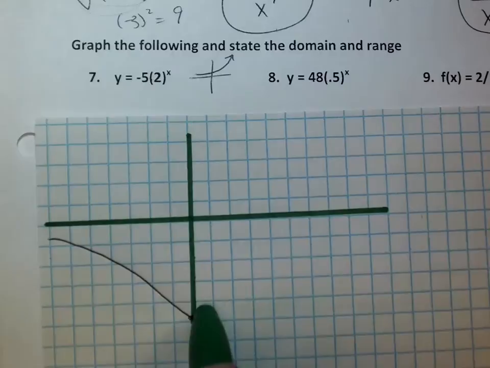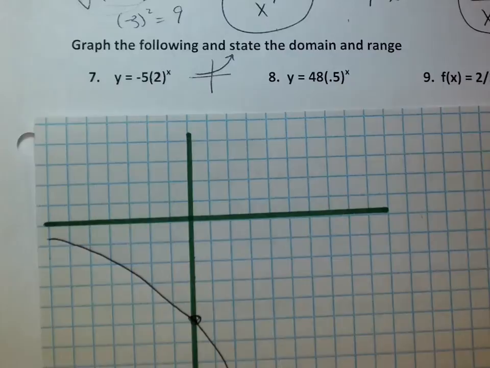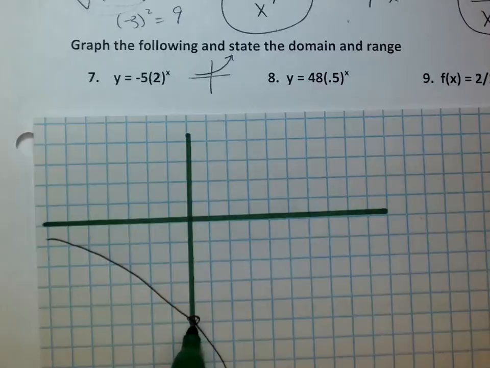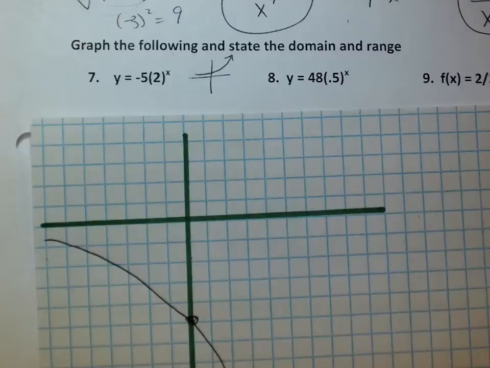Did it go from the left down because it's a negative? Yes. And it didn't go from this way. Right. Because of the negative. Okay. Number 8. Alright.